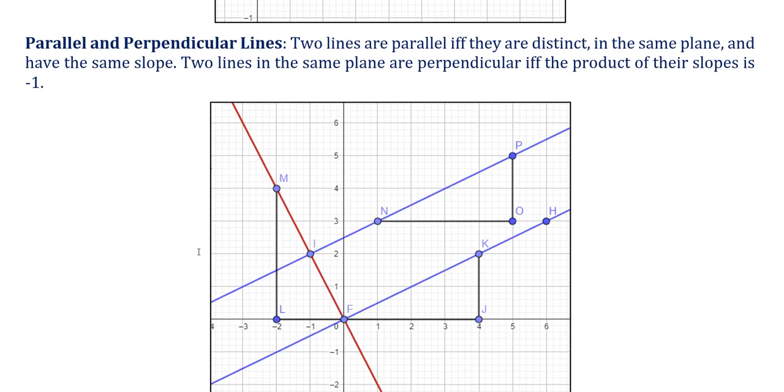Now, what about parallel and perpendicular lines? Well, it turns out two lines are parallel if and only if they're distinct in the same plane and have the same slope. Okay, of course, that's also obviously in reference to some coordinate system. Two lines in the same plane are perpendicular if the product of their slopes is -1. So here you can see some pictures, and I'm going to see if you can prove this result based on them. And I've given you some hints to look at some triangles here.